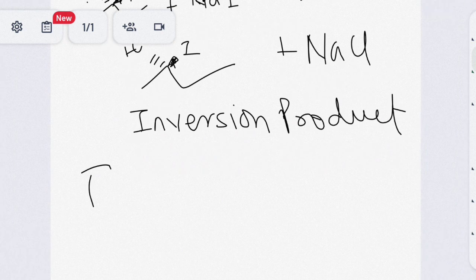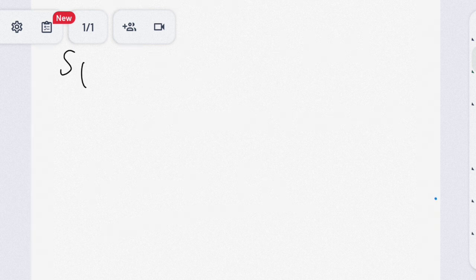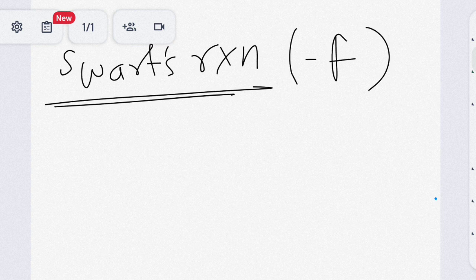So you have to keep in mind that in Finkelstein's reaction, inversion product is formed. That's all. Now we'll study about Swarts reaction. Whenever you see the name Swarts reaction, just bring fluorine in front of you, because this reaction is all about formation of fluorides.